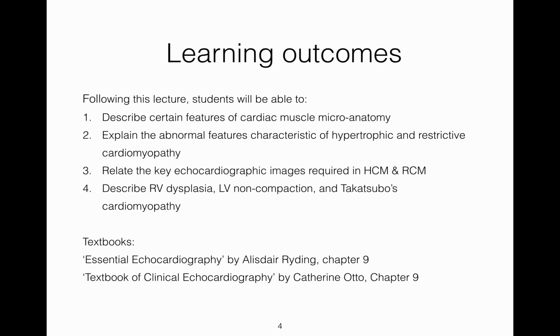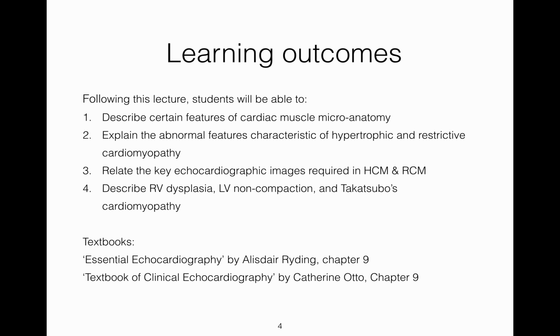There are 4 lecture learning outcomes. That is, following this lecture you will be able to: 1. Describe certain features of cardiac muscle microanatomy. 2. Explain the abnormal features characteristic of hypertrophic and restrictive cardiomyopathy. 3. Relate the key echocardiographic images required in hypertrophic and restrictive cardiomyopathy. And 4. Describe RV dysplasia, LV non-compaction, and Takotsubo's cardiomyopathy.